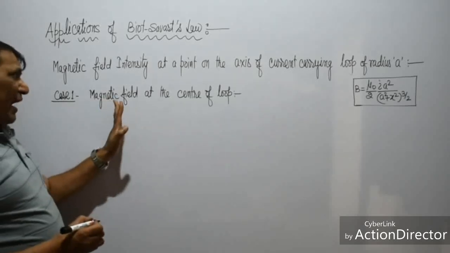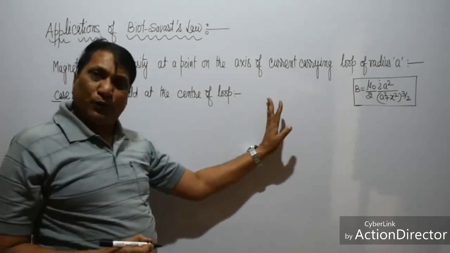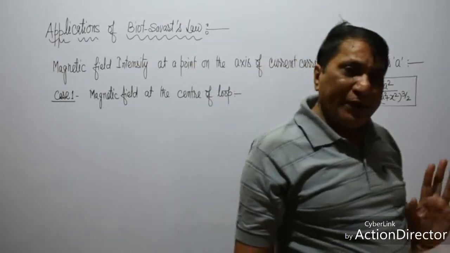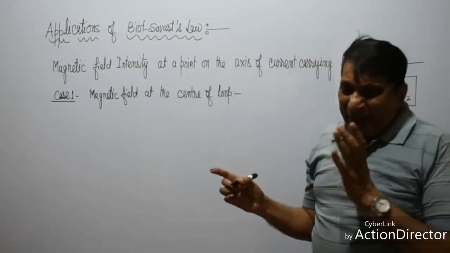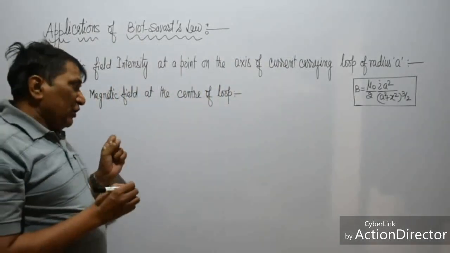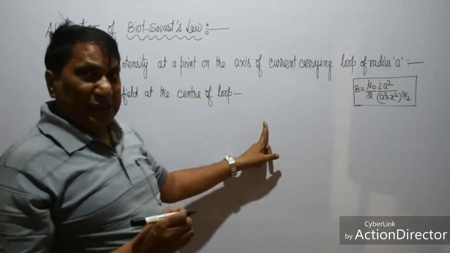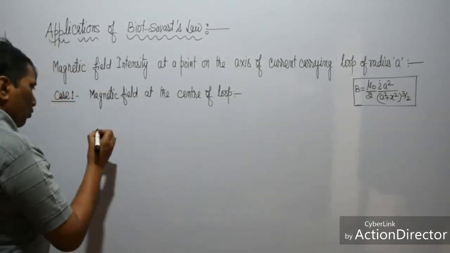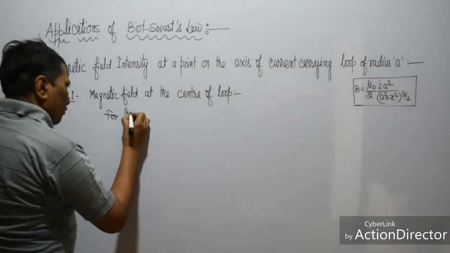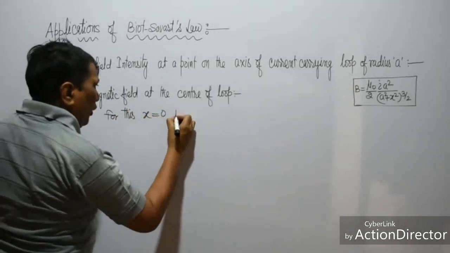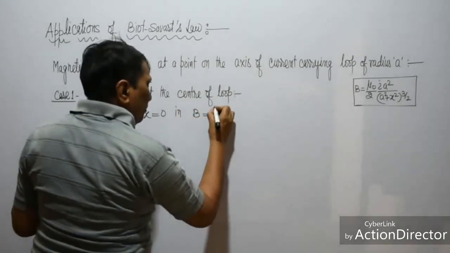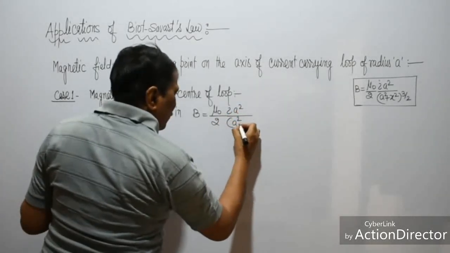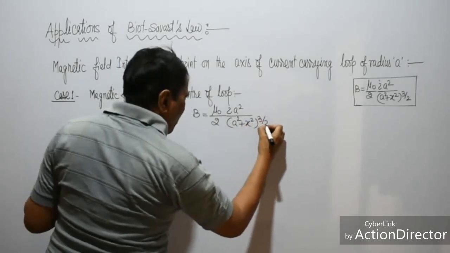First, case 1 is the magnetic field at the center of the loop. If you have to find the magnetic field intensity at the center of the loop, what will we do? The distance x was the distance from the center of the loop to the point P. When point P reaches the center of the loop, this x becomes 0. So for x equal to 0, in B equal to mu 0 upon 2 I a square divided by a square plus x square raised to power 3 by 2.